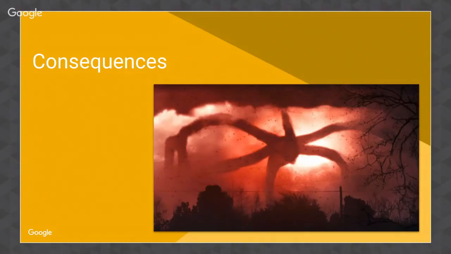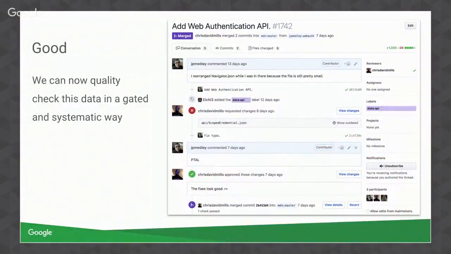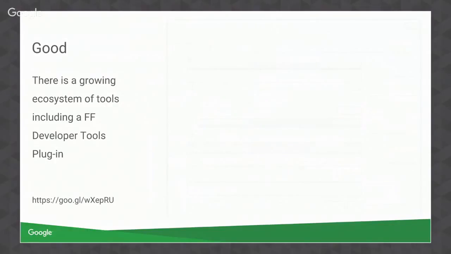So, the consequences of what we have been doing up until now. All right, so the good things. As I said before, we can now quality check the data that goes into this MDN data repository in a systematic way. There's also a growing ecosystem of tools, including a Firefox DevTools plugin that can actually take this data and make it available within DevTools as a reference.